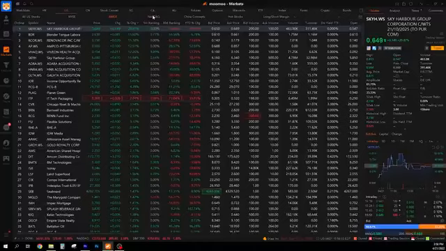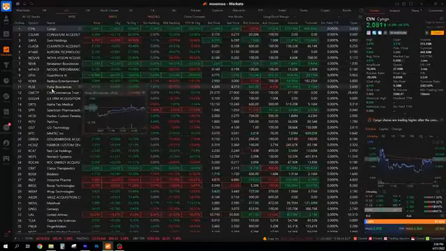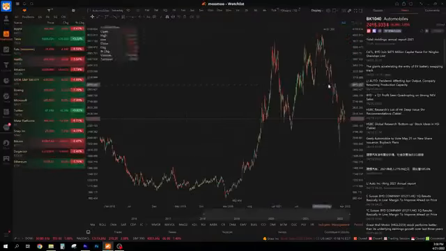Moomoo offers advanced charting, smart orders, longer trading hours outside of the traditional 9:30 a.m. to 4 p.m. Eastern Standard Time trading hours, and multi-market quotes for the United States, Hong Kong, and China markets.